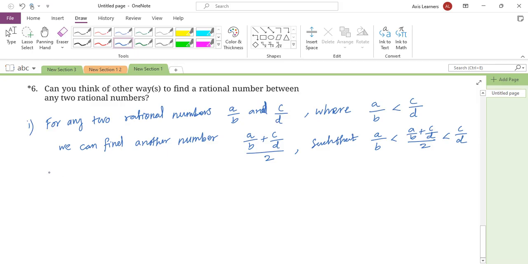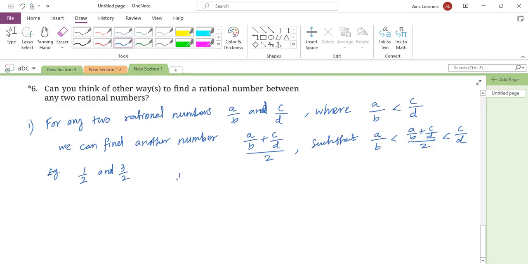We will try one example. Let me take 2 numbers. Let me take 1 by 2 and 3 by 2. Look at this, 1 by 2 is between 0 and 1, 3 by 2 is between 1 and 2. That is 0.5 and 1.5. So first one is 1 by 2, A by B is 1 by 2, C by D is 3 by 2.